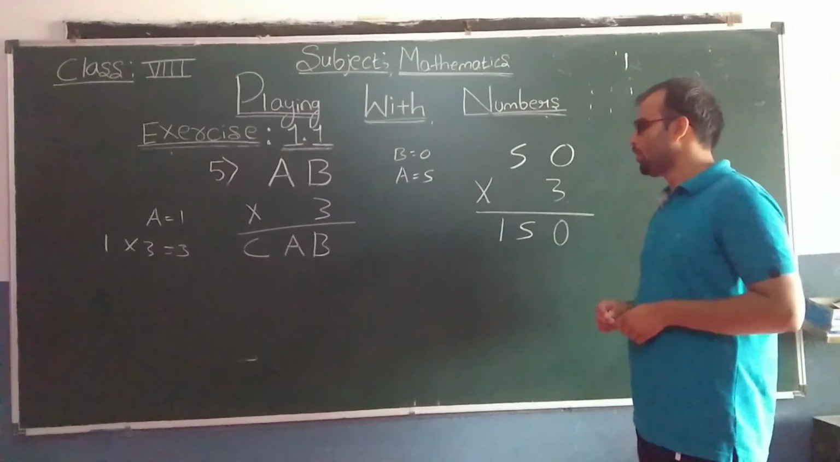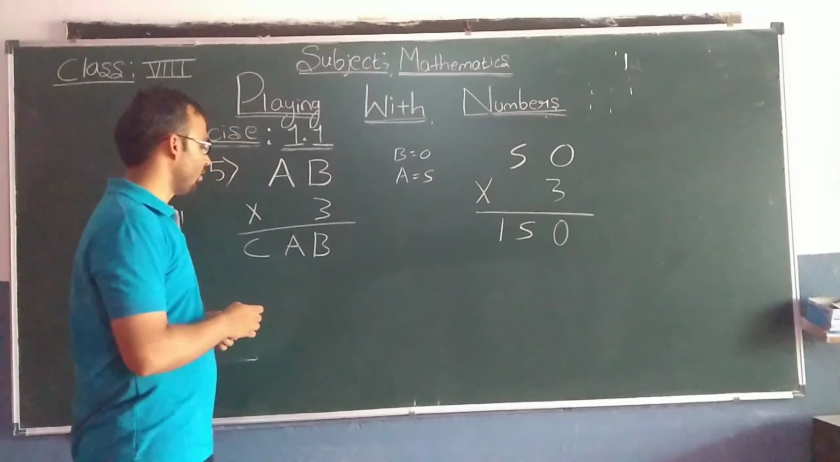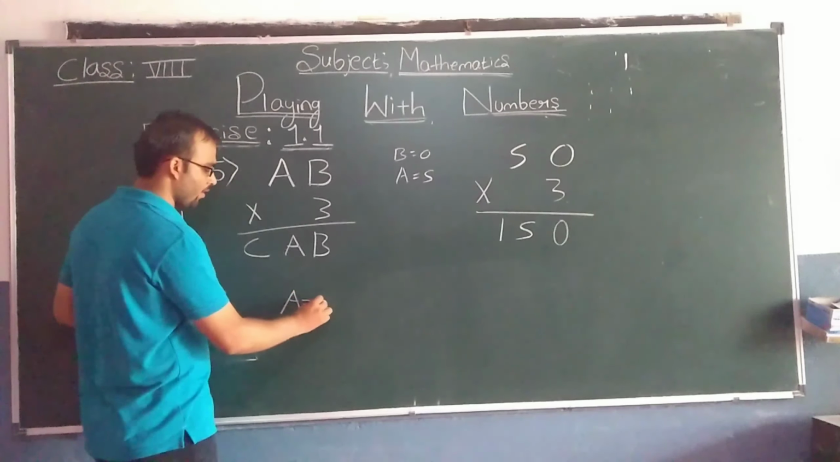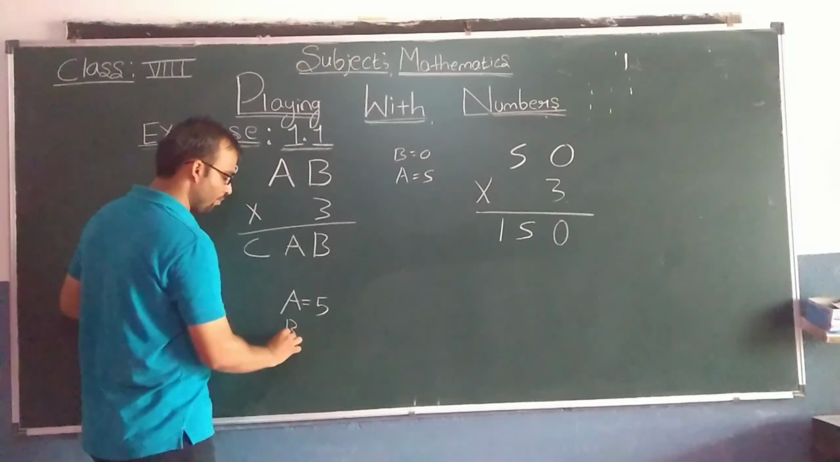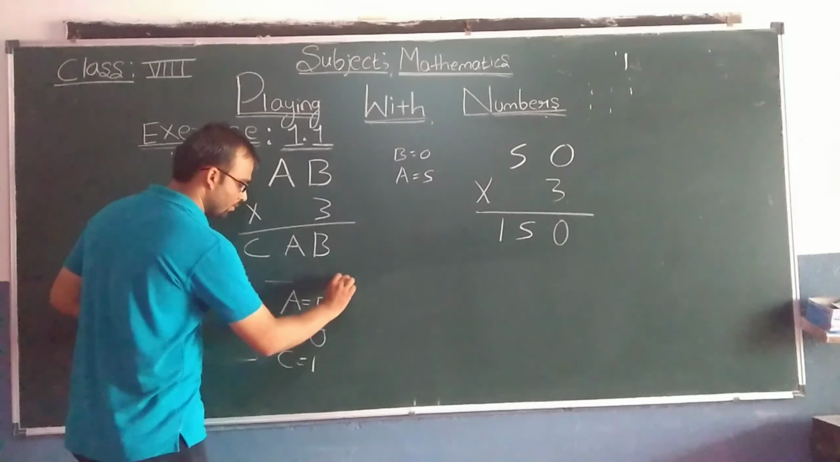So what is the value of ABC here? The value of A is 5. The value of B is 0. And the value of C is 1.